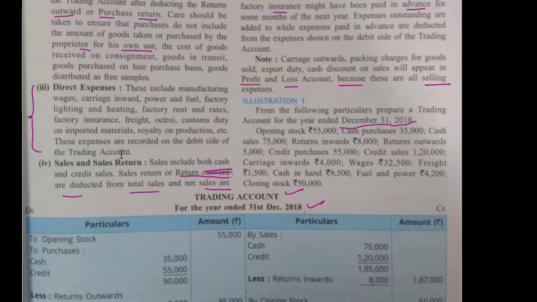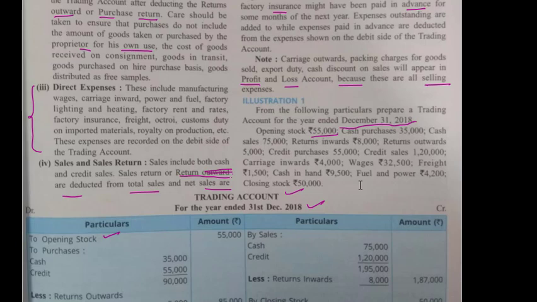Now what are the entries? First they said that opening stock is 55,000. So opening stock, you know where to write. It should be written on the debit side. So on the debit side you will write to opening stock, this first entry 55,000. Then cash purchase 35,000.